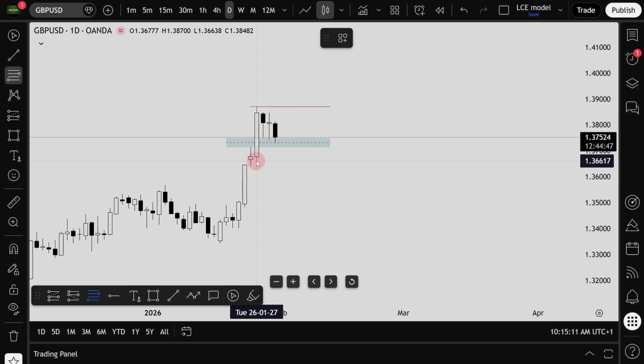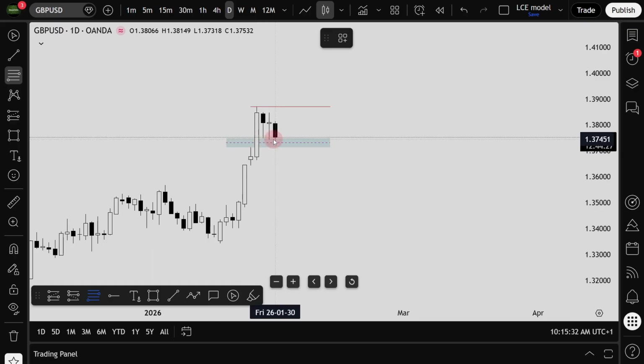I like to draw from the key range. There are 2 ways I draw my Fibonacci. I can either draw from the key range, which is the first candle to the last candle high, but if the middle candle is higher than the last candle, you use the middle candle. Or I can draw from the full range, which is the first candle right here. We are working with this fair value gap now.